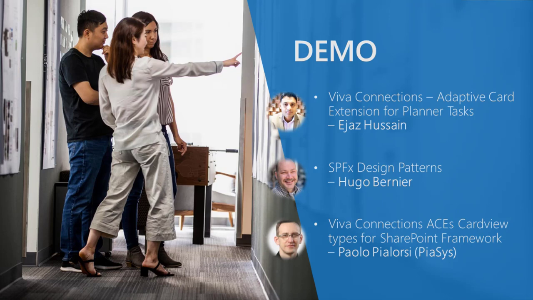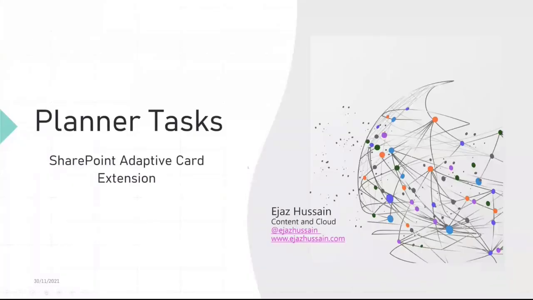All right, let's jump into our demos. Our first is Ejaz Hussein on planner tasks inside of the Viva Connections Adaptive Card Extension. Ejaz? Let me share my screen. Perfect. Take it away. So today I'm presenting an adaptive card extension about planner tasks. My name is Ejaz. I work for a company called Content and Cloud, and here's my Twitter and my personal blog URL.